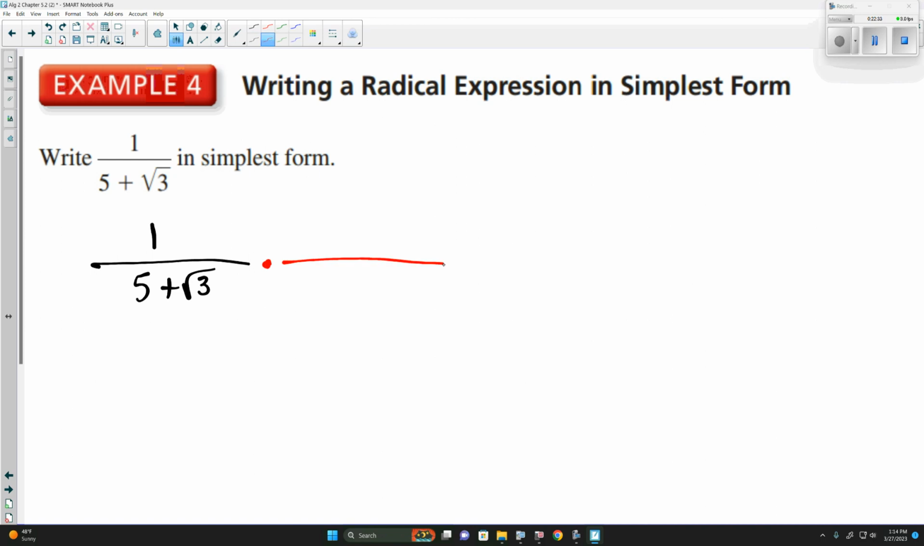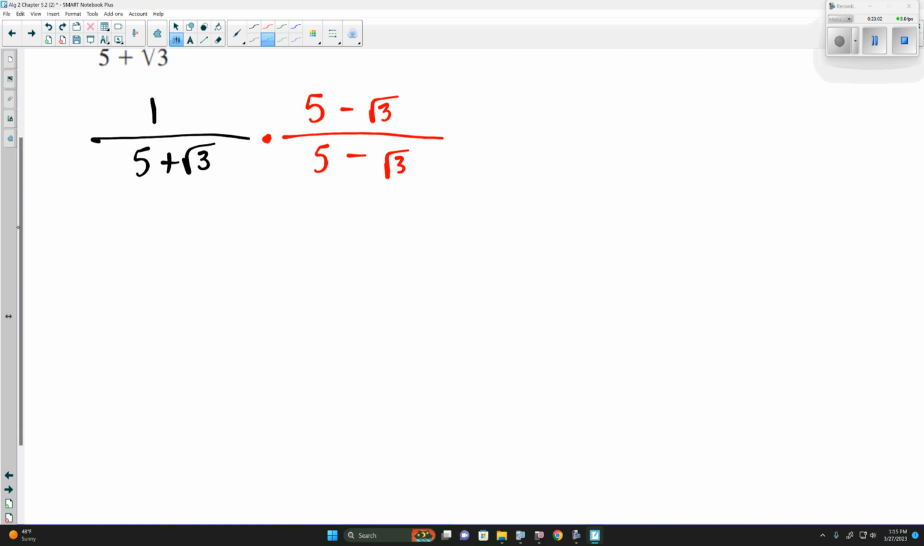Now again, we can't have a radical in the bottom of a fraction. So what we're going to do is multiply the top and bottom of this fraction by the conjugate of the denominator. And all that means is we're taking the denominator, our 5 and square root of 3 here, and just changing the sign in the middle. So we're multiplying top and bottom by the irrational conjugate, so that the radicals in the bottom would cancel.